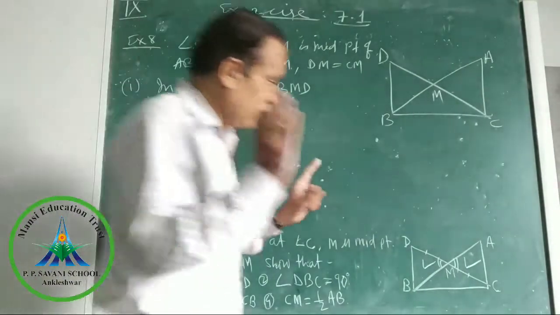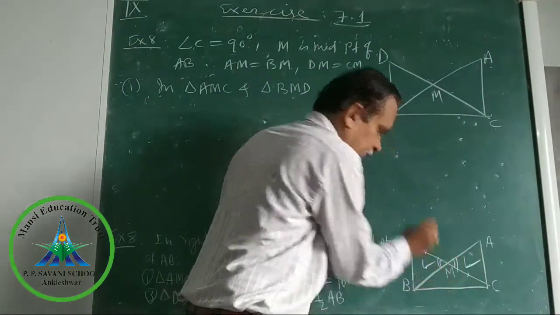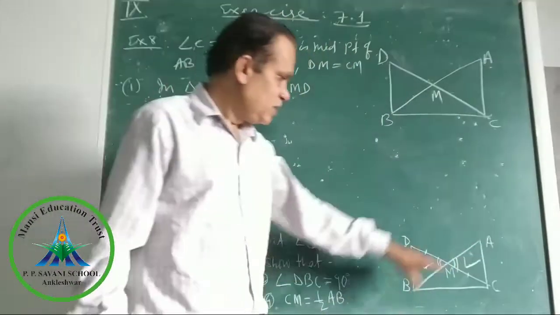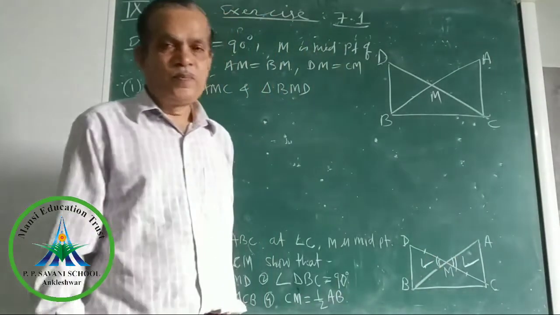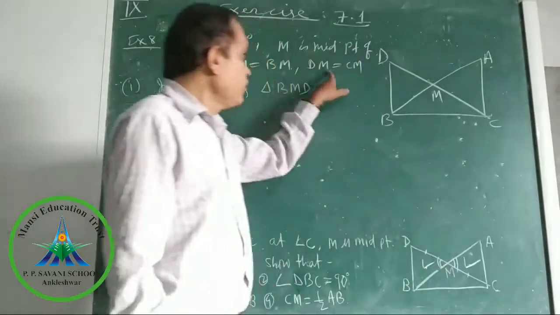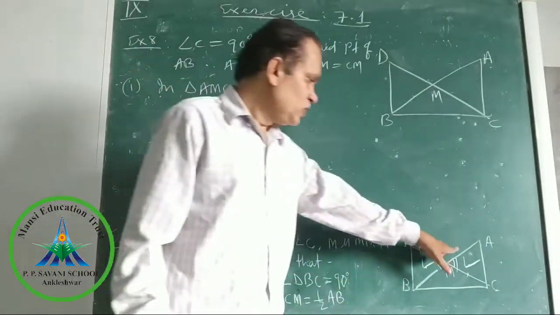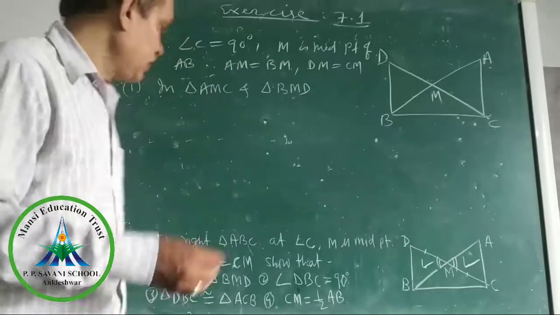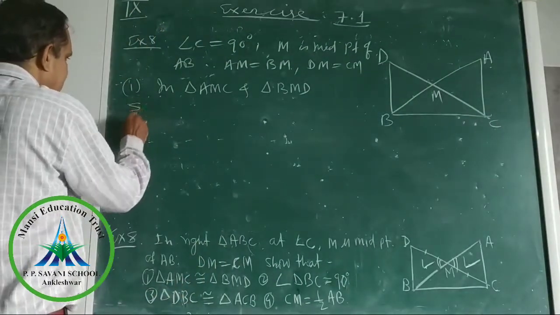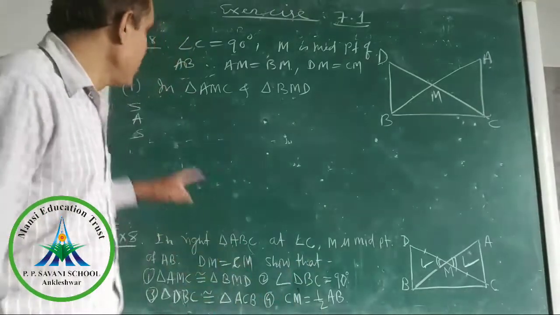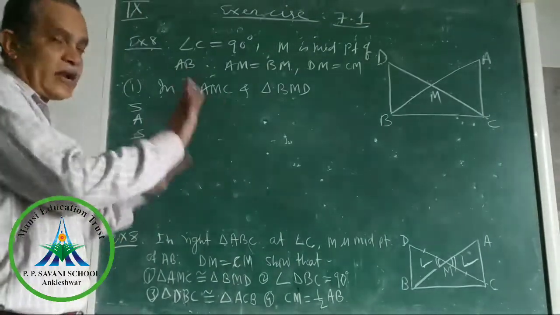Now we will see these triangles here. Vertically opposite angles. AM equal to BM given because M is the midpoint. DM equal to CM given. So by the side angle side rule, these triangles are congruent, which we are writing now. First of all, read the rule, then write the rule, then start writing fast.